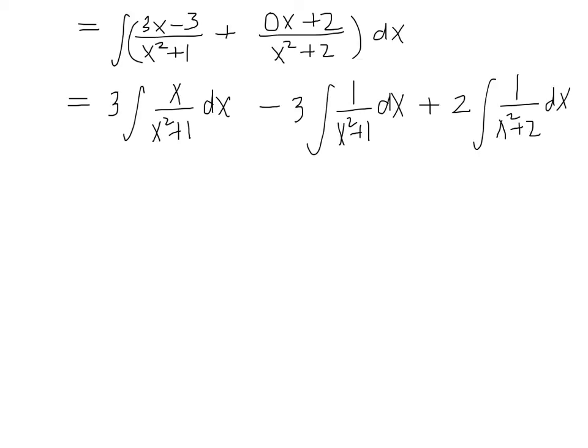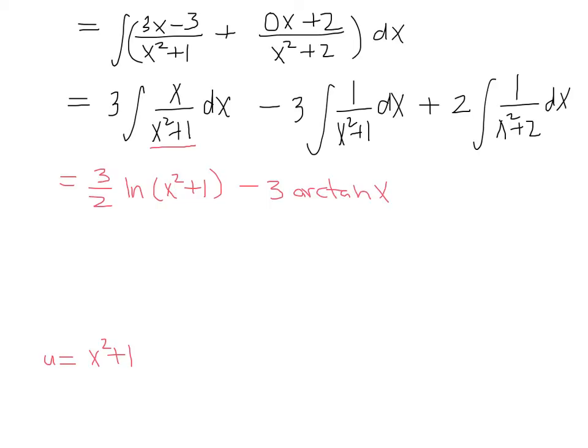Now this first integral can be solved if you make a u substitution for x squared plus 1. You can work out the details for that yourself, but what you're going to get is 3 over 2 ln of x squared plus 1, and the absolute value bars aren't necessary there because x squared plus 1 is positive. The second integral is actually arctan.